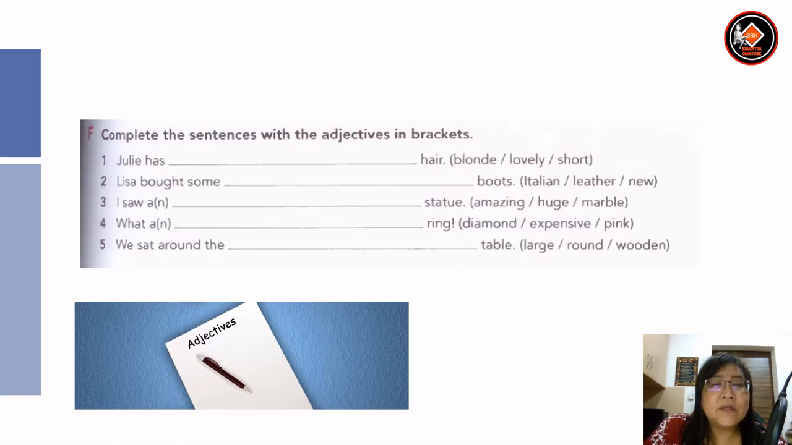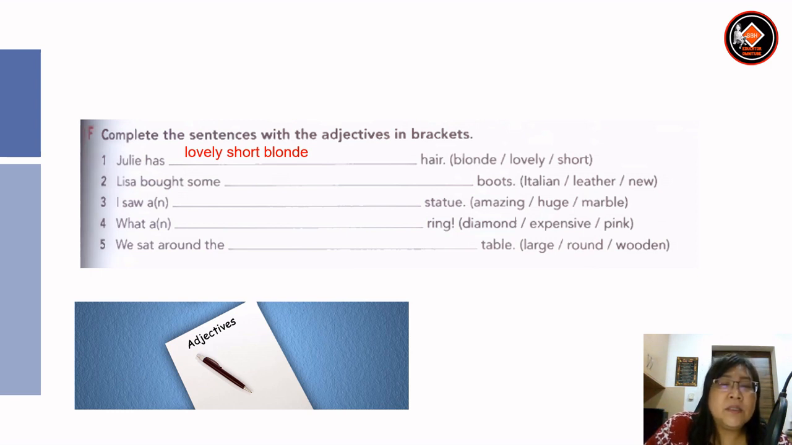Dear students, now complete the sentences with the adjectives in brackets. Julie has hair. So how do you use the adjectives? You have blonde, lovely, and short. You have to rearrange the adjectives. So Julie has, answer is lovely, short, blonde hair.